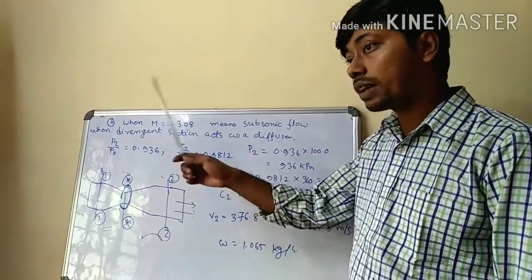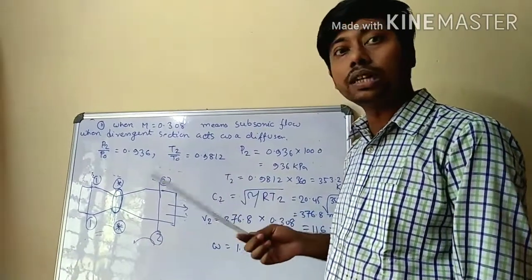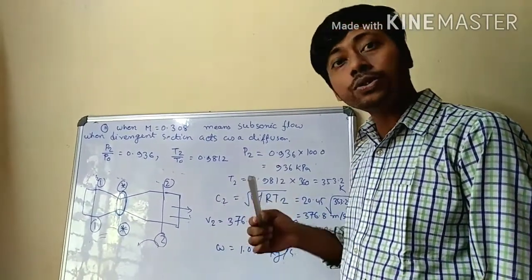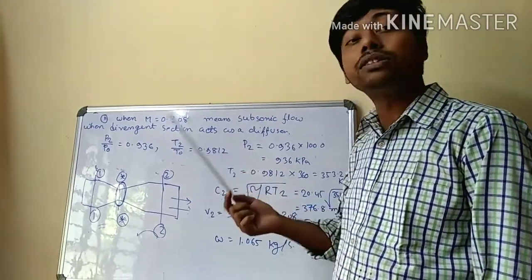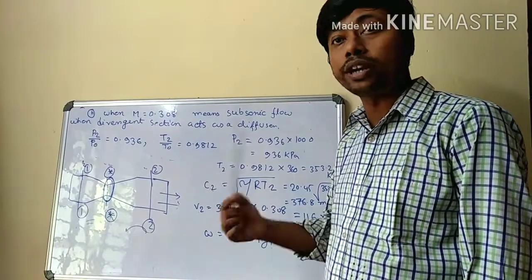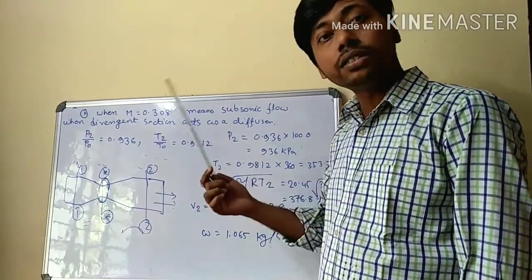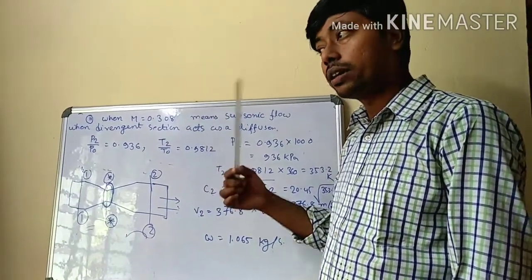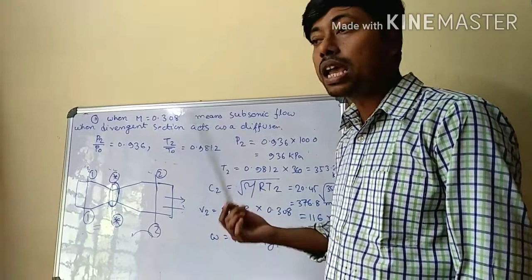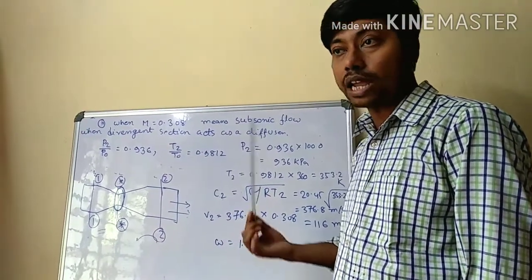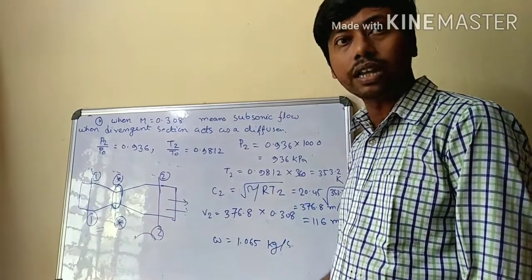Where does it come from? It comes from the A2 by A star value, as we discussed. Corresponding to that A2 by A star, from the isentropic chart, you can get two M values: M is equal to 2.00 and M is equal to 0.308. For M equal to 2, the M value is greater than 1, so the flow is supersonic, and you have already calculated pressure, temperature, and velocity for that.